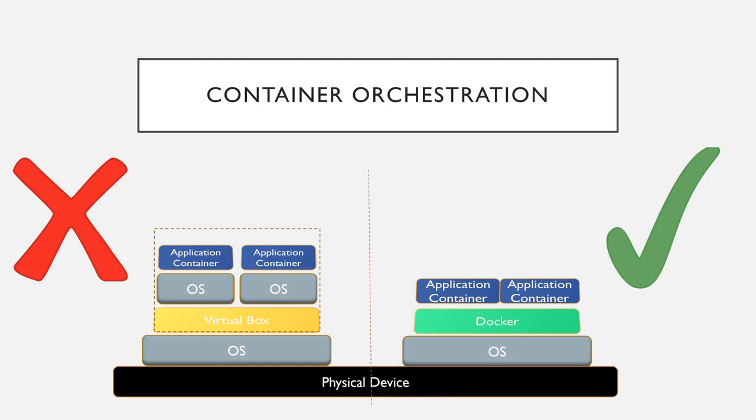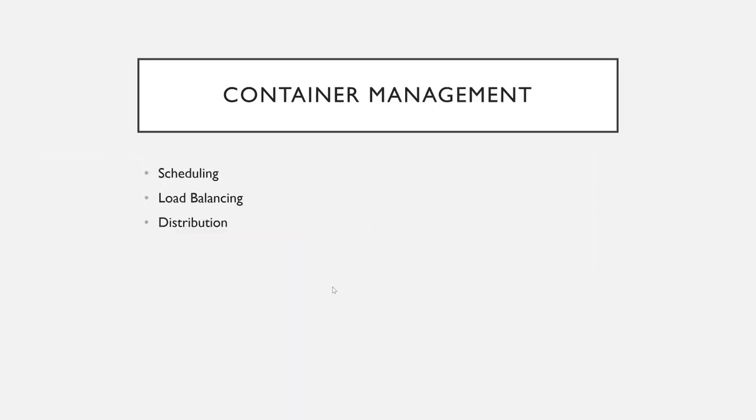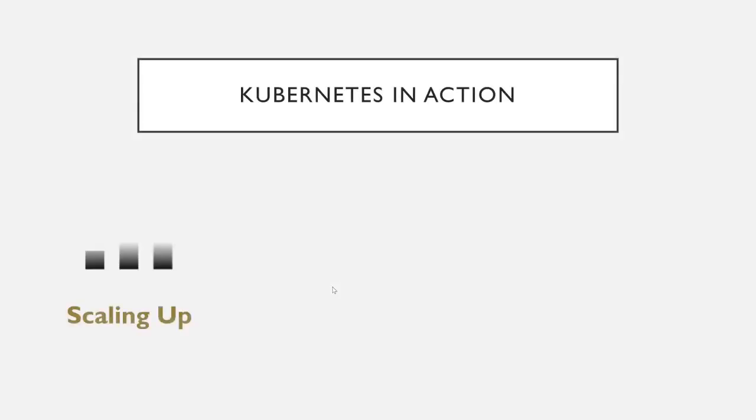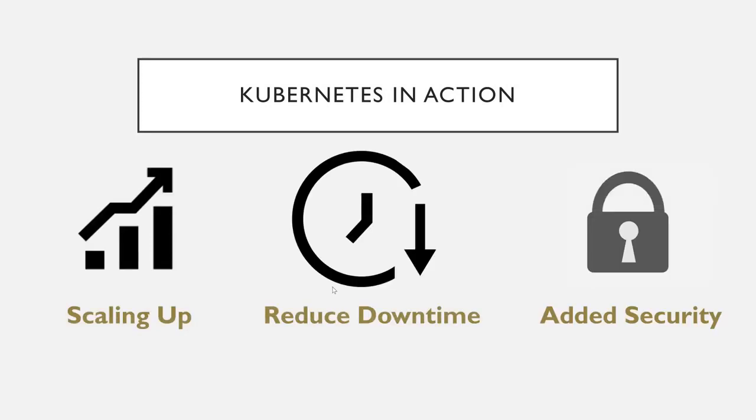But containerization is not enough when we have to manage an application that is running on multiple containers spread across different machines. These containers must be managed by doing tasks like scheduling, load balancing, and distribution. So this is where Kubernetes comes into action. It is actually a tool that manages orchestration. Now, if you want to scale up your app, reduce downtime, or need some added security, you don't have to manually deal with all the containers, but instead use Kubernetes and it handles all the heavy lifting for you.